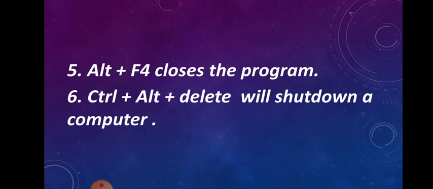Fifth one, Alt plus F4 closes the program. If you are working in any program and you want to close it, you will have to press Alt plus F4. Sixth one, Ctrl plus Alt plus Delete. If you press these three combination keys together, then what will happen? The computer will shut down.